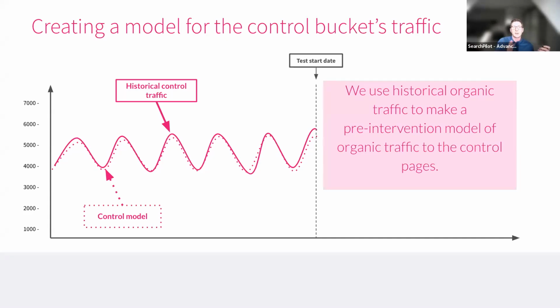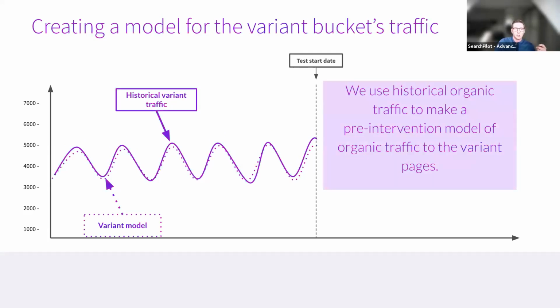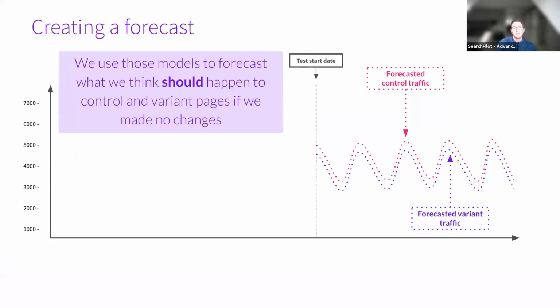And we use that traffic, that's what the solid red line is. We use the solid red line to make a model of the control traffic. And so once we have that model, we're going to use that to make a forecast in a second. We do the same thing for the variant pages. We look at the historical traffic, we build a model of those pages, and we then use both of those models to make a forecast.